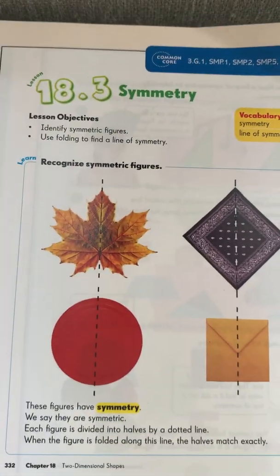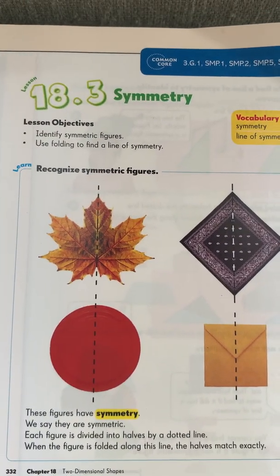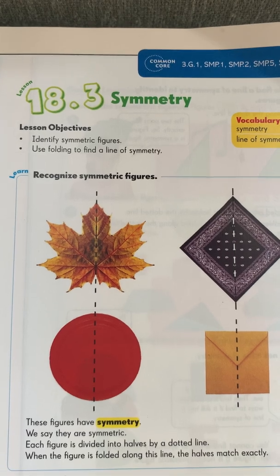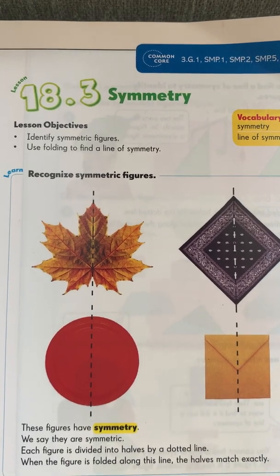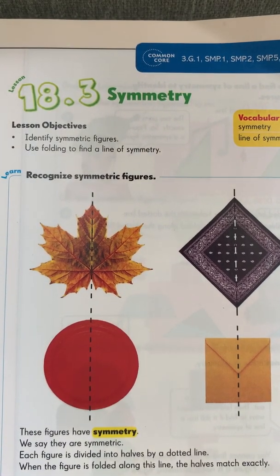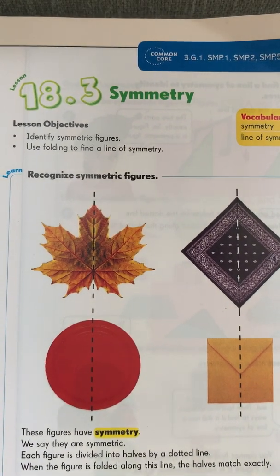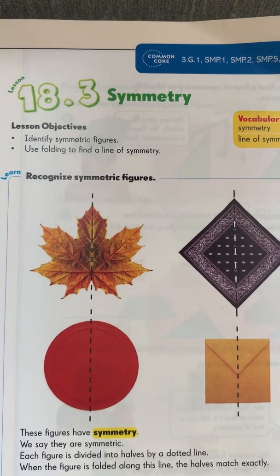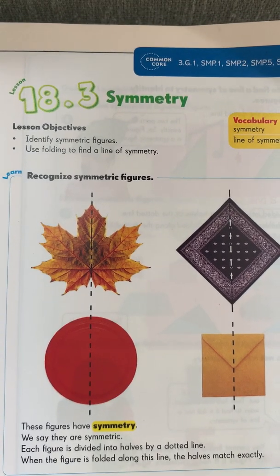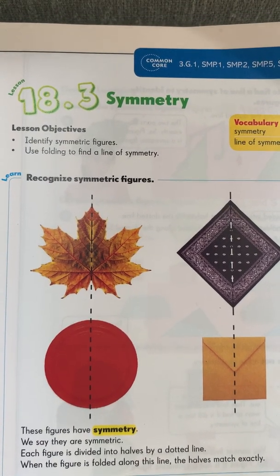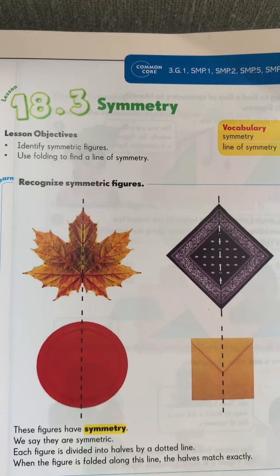So let's take a look down here at our definition. Let's read this together. Here we go. These figures have symmetry. Everybody yell out symmetry. We say they are symmetric. Each figure is divided into halves by a dotted line. When the figure is folded along this line, the halves match exactly.